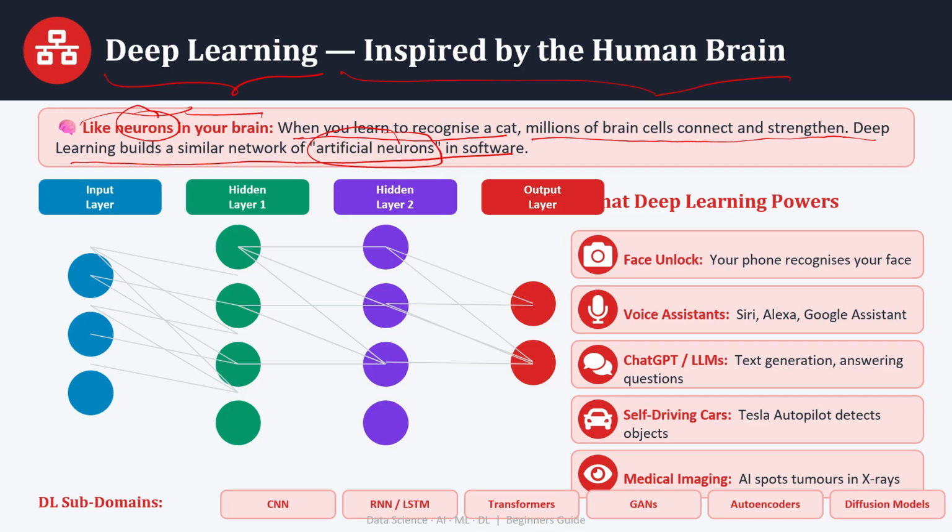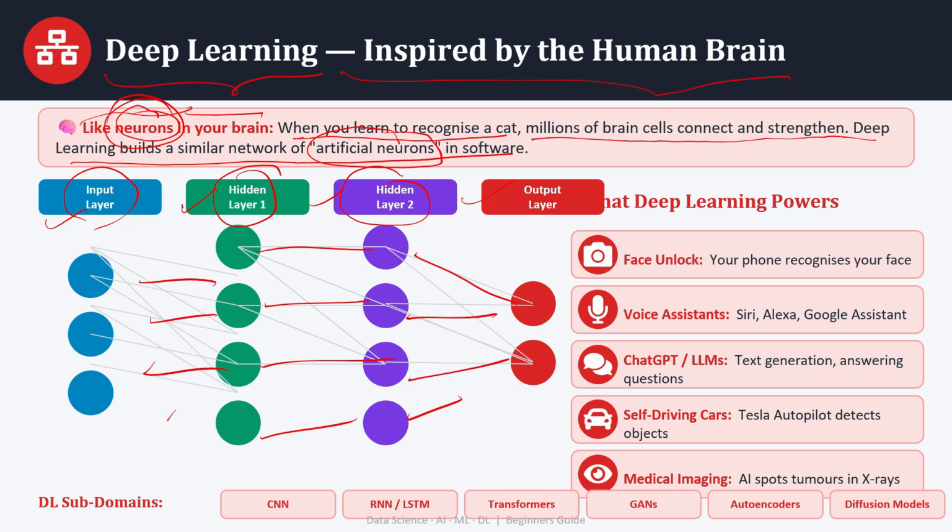So here we have the input layer, hidden layers 1 and 2, and then the output layer. There would be an input layer, and hidden layers inside, just like neurons, which are automatically connected with each other, and they talk to each other to decide the results. Then we have an output result which gives the output.